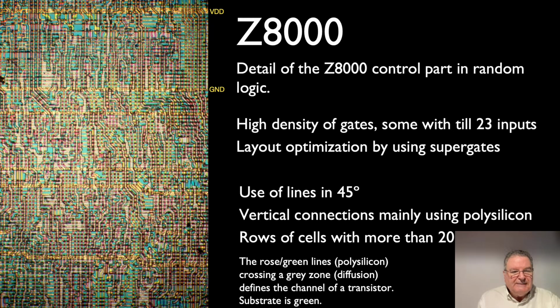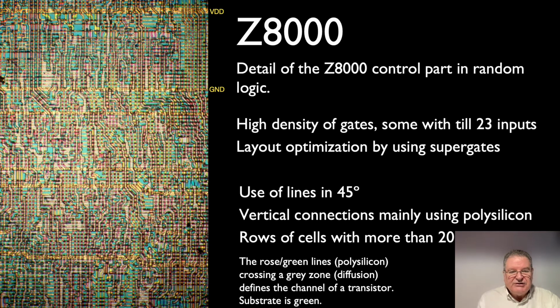Here is another detail of the control part, completely in random logic. It was composed of a high density of gates. You don't see many empty spaces, and we were able to find some gates with about 23 inputs. The main optimization of the layout was done by using super gates. As they were not using a cell library, they designed any gate that was needed. There was also the use of lines at 45 degrees.